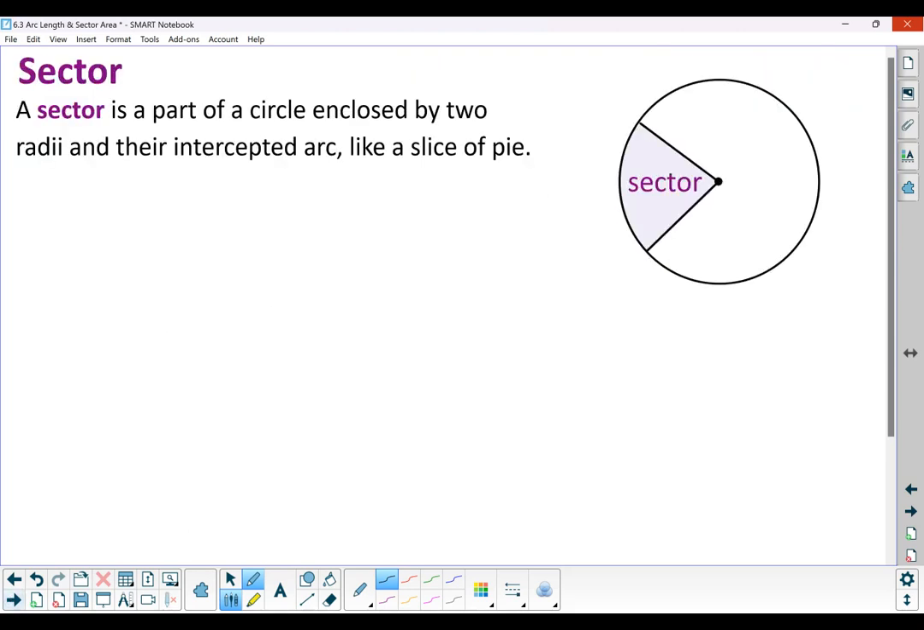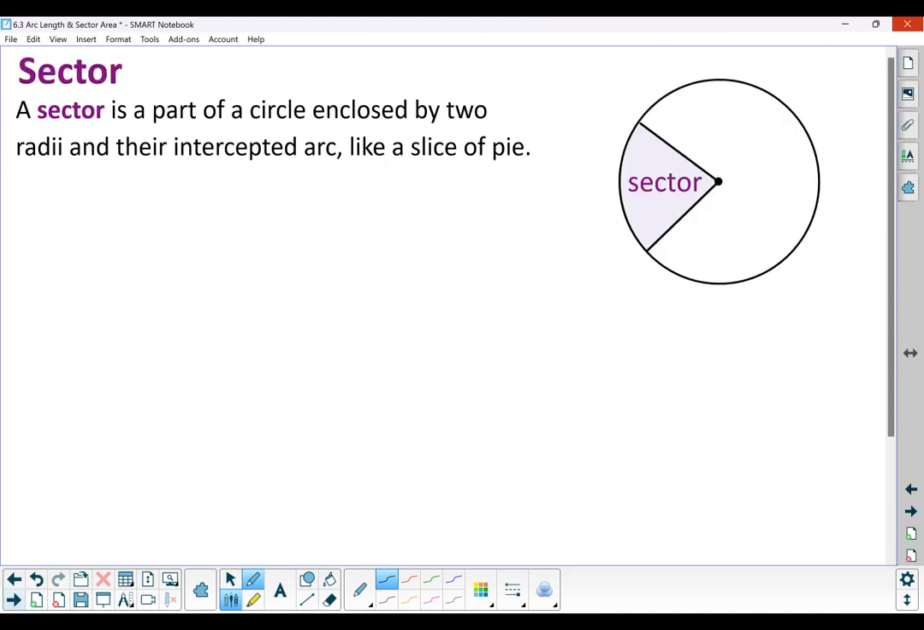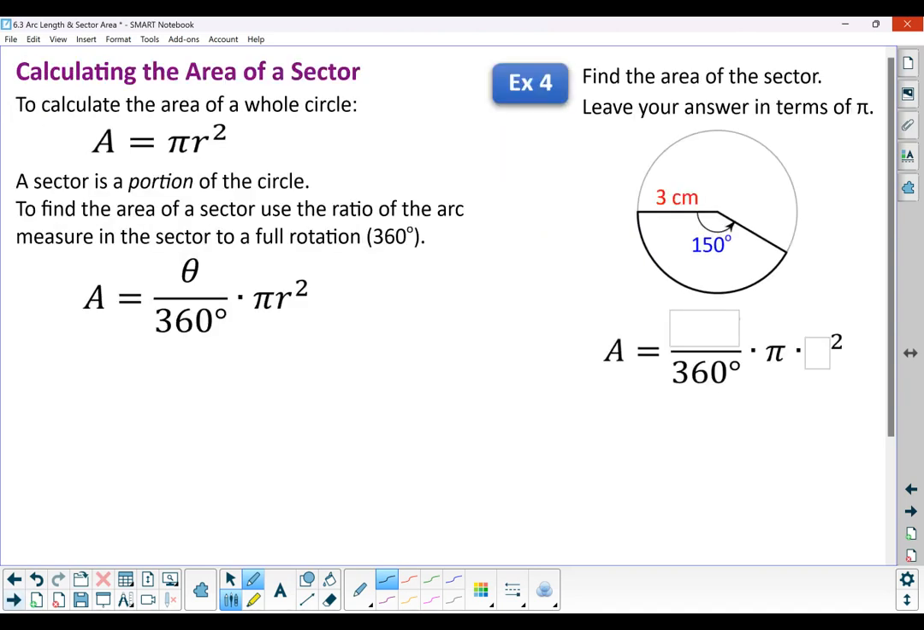Okay, so a sector is part of a circle that's enclosed by 2 radii and their intercepted arc, kind of like a slice of pie. So those 2 areas we just calculated really are areas of sectors. But a sector doesn't have to be half or a fourth. It can really have any central angle.